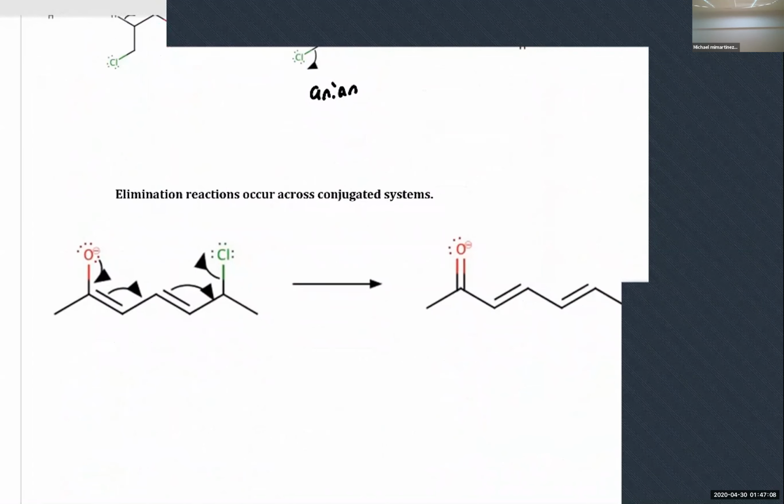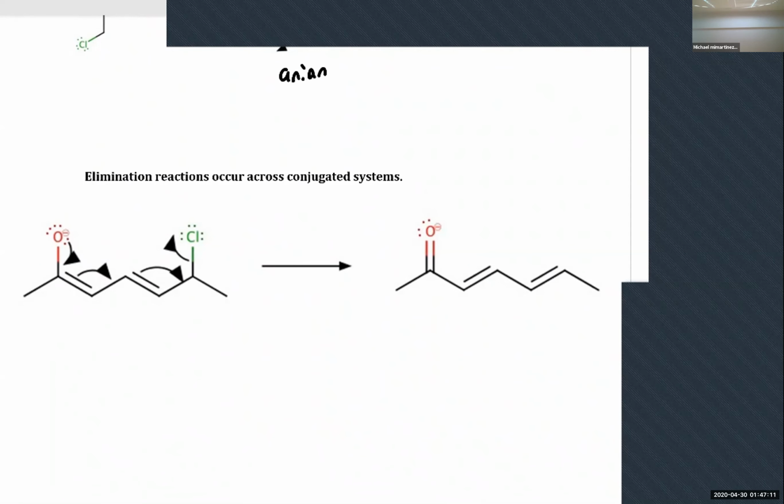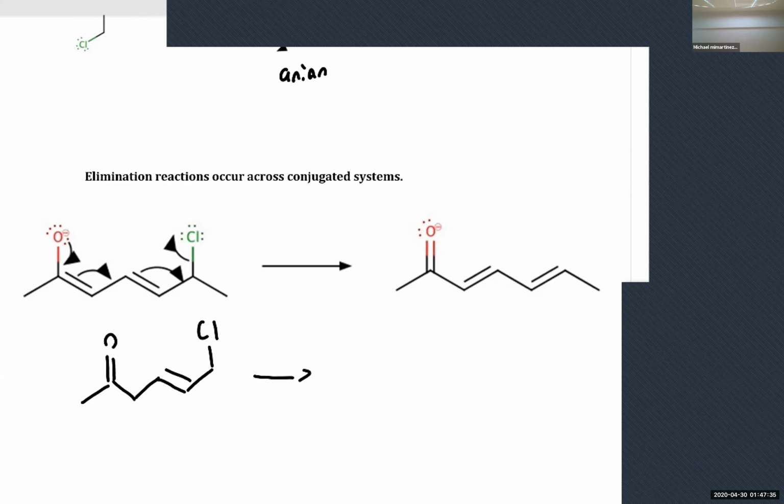Now, elimination reactions can occur even across conjugated systems, where you can kick out leaving groups that are adjacent to conjugated systems. So another example of this would be, if you have this chloride and you treat it with a base, in our first step, the base would remove a proton. This is a classic E1CB reaction.